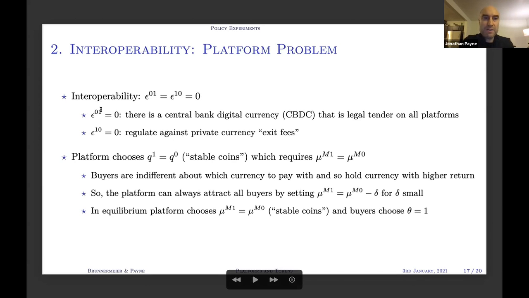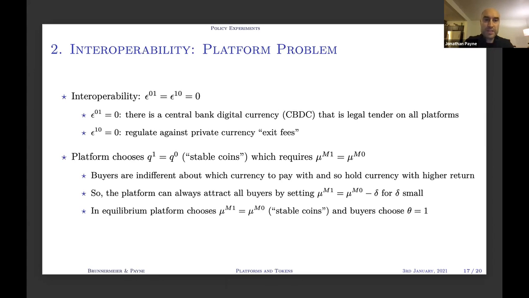Well, if we think about the epsilon 1,0 as being 0, we interpret this as there being a central bank digital currency that is legal tender across all the platforms. So you're not allowed to charge some kind of an entry fee for coming with central bank digital currency as opposed to the platform token. And then we also think about the exit fee being 0, right? This epsilon 0,1 being 0, which is really a regulation against the private currency creator charging some kind of fee for trying to exit the currency and go back into dollars. Okay, so this is what we think of as perfect interoperability in this environment.